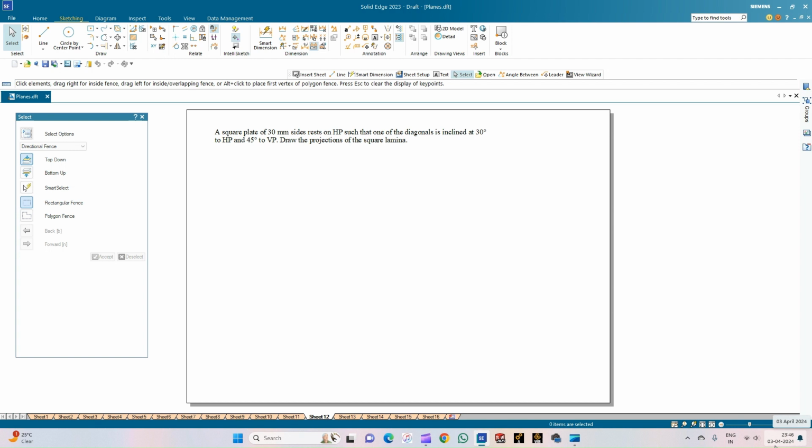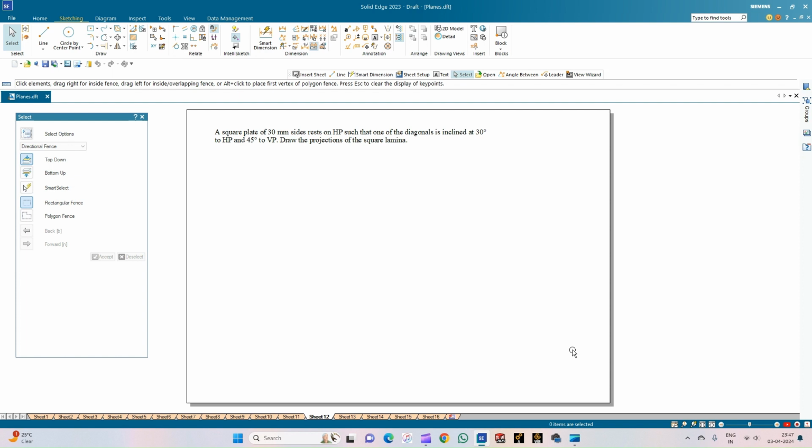In this video, we shall see how to do the computer drafting of the orthographic projection of planes. Coming to the problem statement, a square plate of 30 mm side rests on HP such that one of the diagonals is inclined at 30 degrees to HP and 45 degrees to VP. Draw the projections of the square lamina.